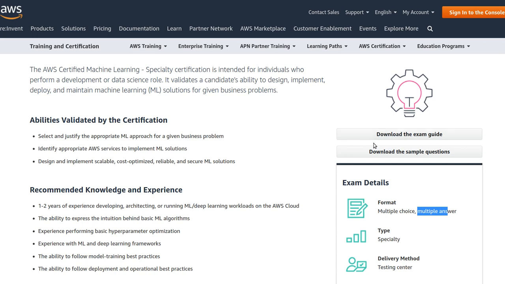So the exam guide I was talking about is this one. Download the exam guide. And before I go to that, you also have this link to download the sample questions. So the sample questions will give you a glimpse, a glance of what the type of questions are and what domains are covered in this specialty certification exam. So let's look at the exam guide now.